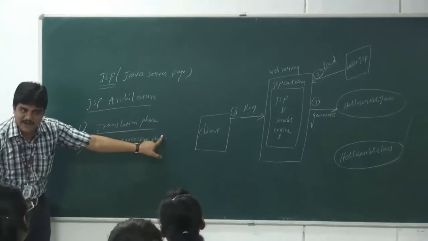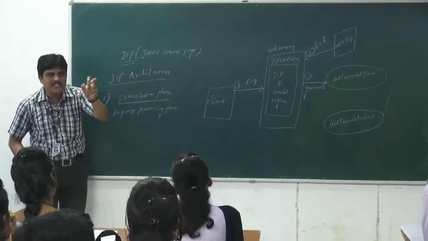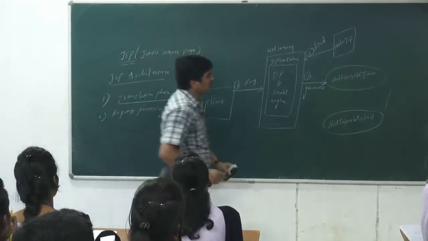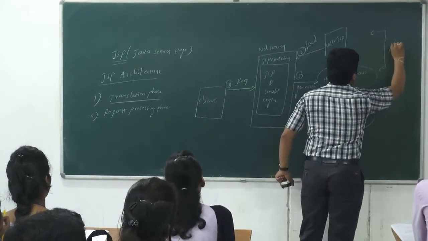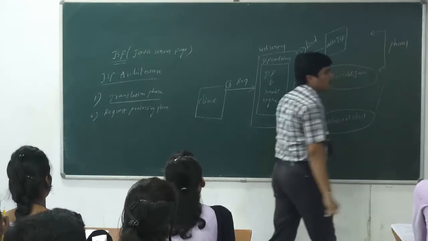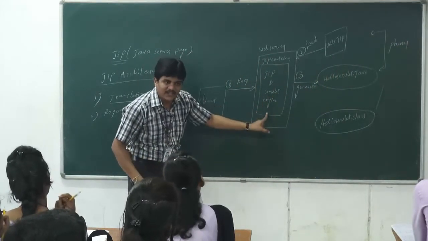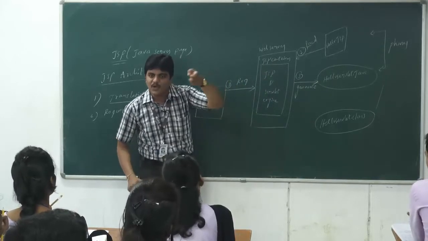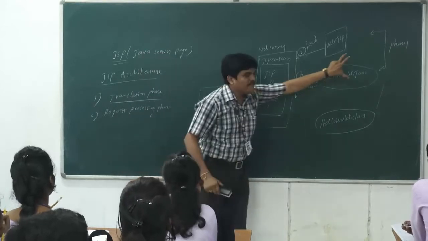The translation phase means a JSP container simply converts JSP code into servlet code. This process is called the translation phase. That is phase 1. So in this case, a JSP container simply converts the JSP code into servlet code. Okay, so that is about phase 1.